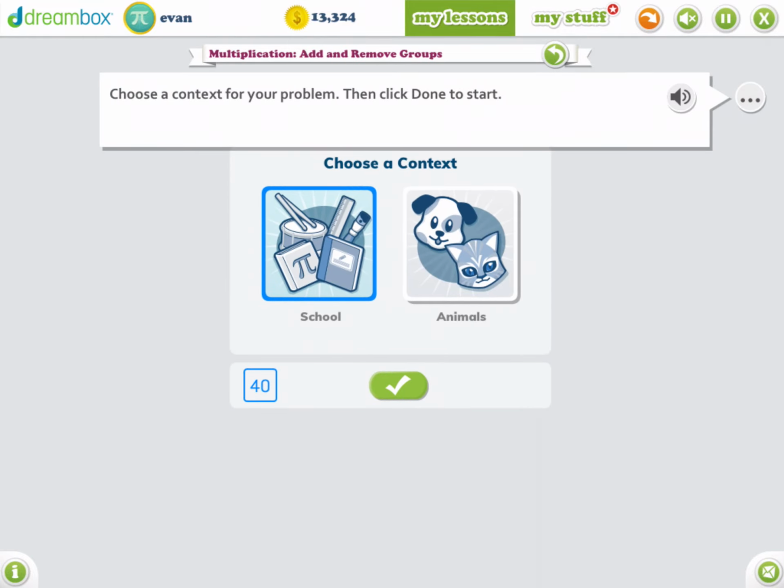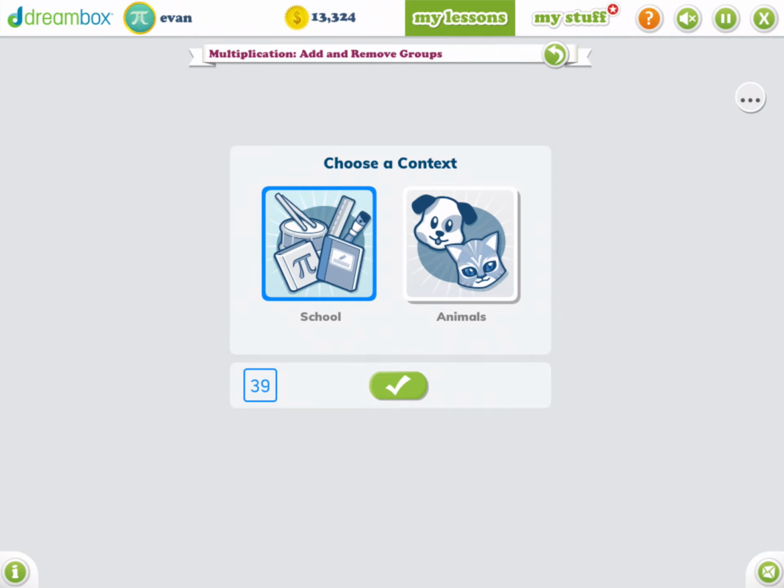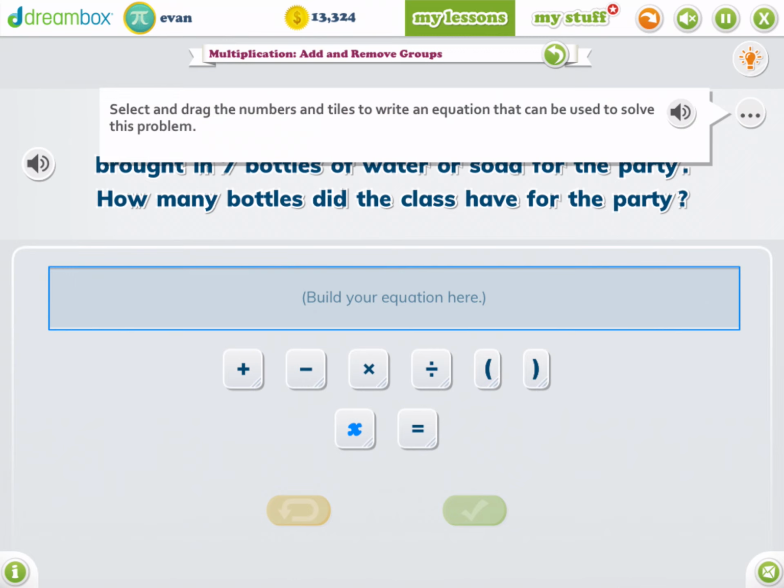Choose a context for your problem. Then click Done to start. Select and drag the numbers and tiles to write an equation that can be used to solve this problem.